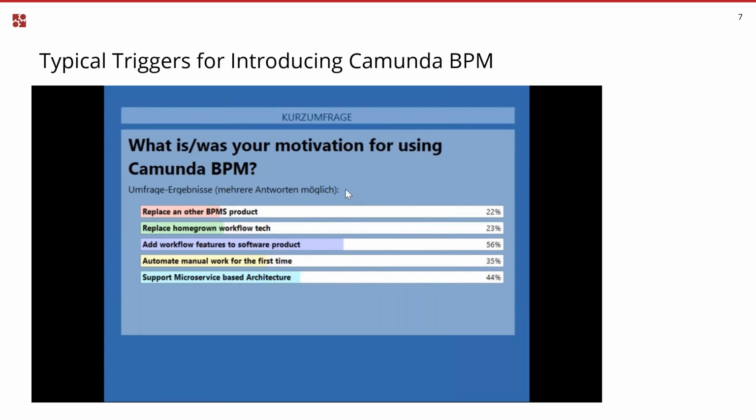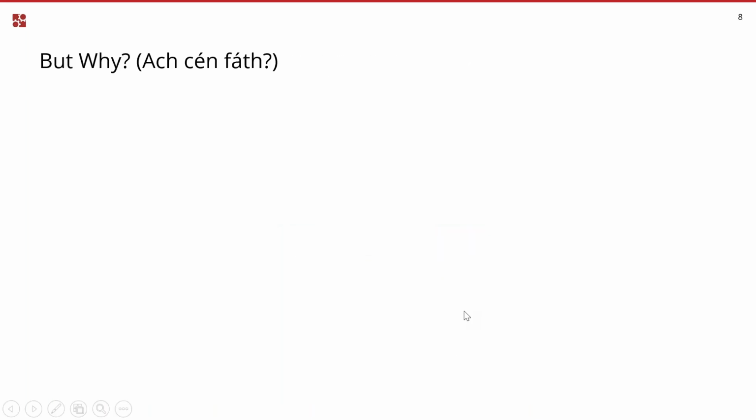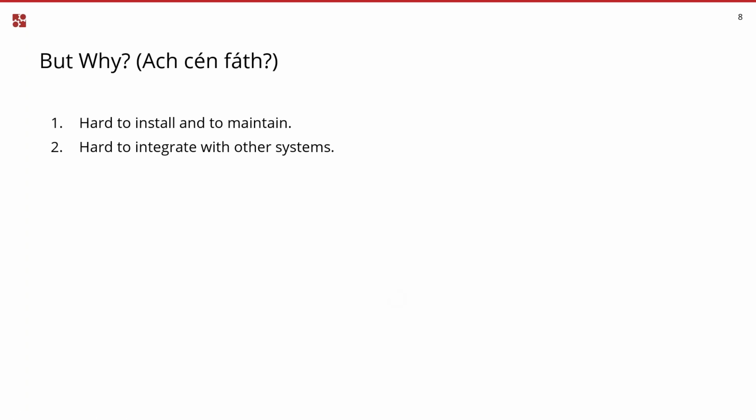So, for instance, we have some of the reasons that we have come up with why people actually tend to move to Camunda. First of all, their current system might be hard to install and maintain. Maybe every new version causes some sort of hassle. It's also possible that you want to integrate with other systems, but unfortunately that just doesn't work because, for whatever reason, the legacy system or the existing system does not allow you to have good or at least easy integration.